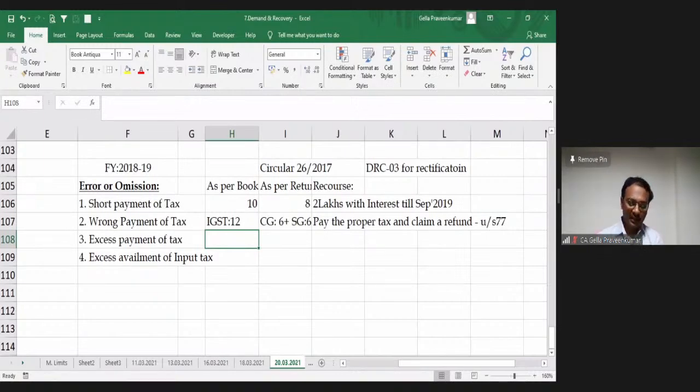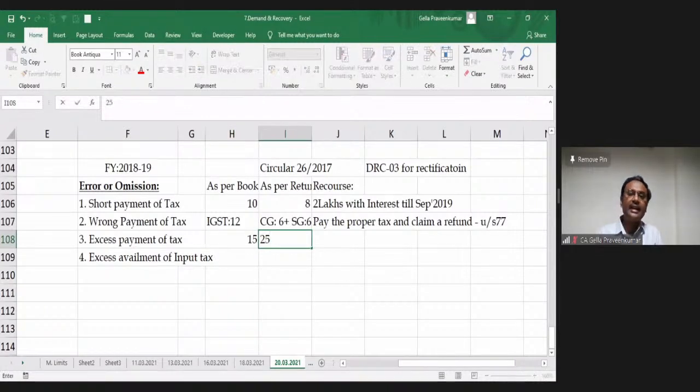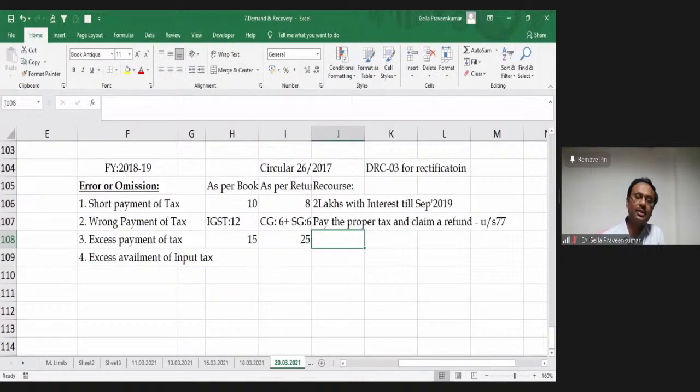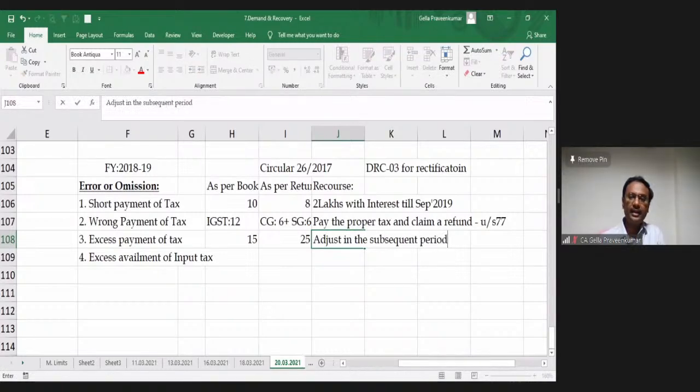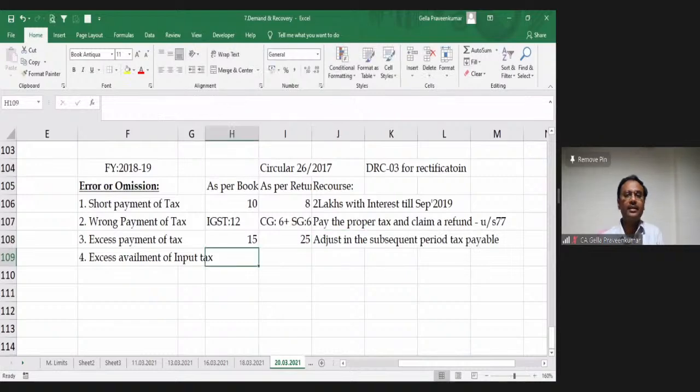Excess payment of tax. As per books, I have to pay 15 lakhs. But as per return, due to a data entry mistake, I have paid 25 lakhs. So what does the government say? Just in the subsequent period, tax payable. You have to pay 15 lakhs as per books. Erroneously, you brought 25 lakhs into your return. Now why did the excess happen? Data entry. Most of the time, not 100% of the assessees have an ERP which has integration or generation of data in a JSON format automatically.